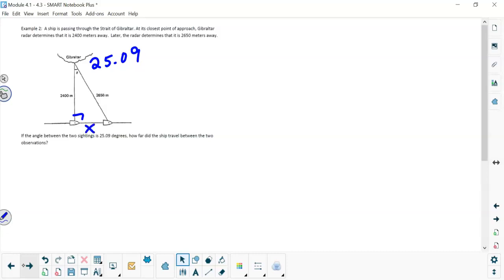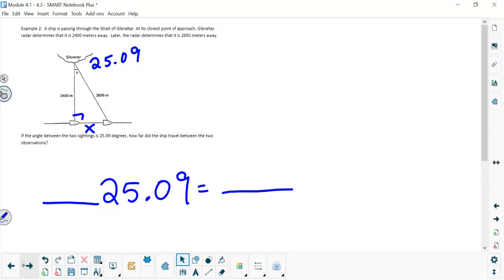All right, what am I looking for? I'm looking for this measure. I am looking for a side of a triangle. Same setup. Blank degrees, equal sign, fraction bar. Always the same.